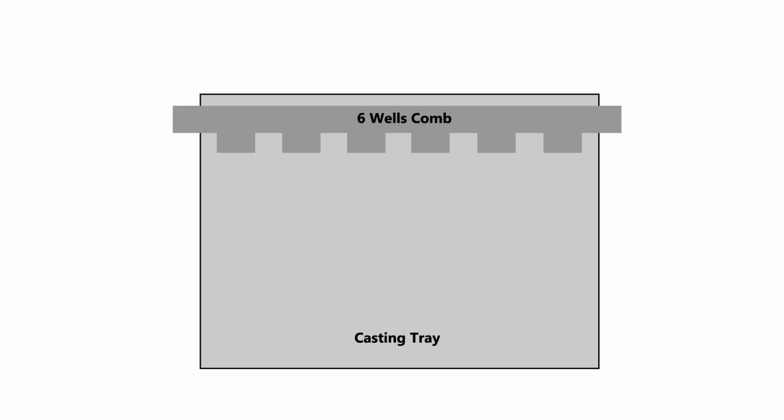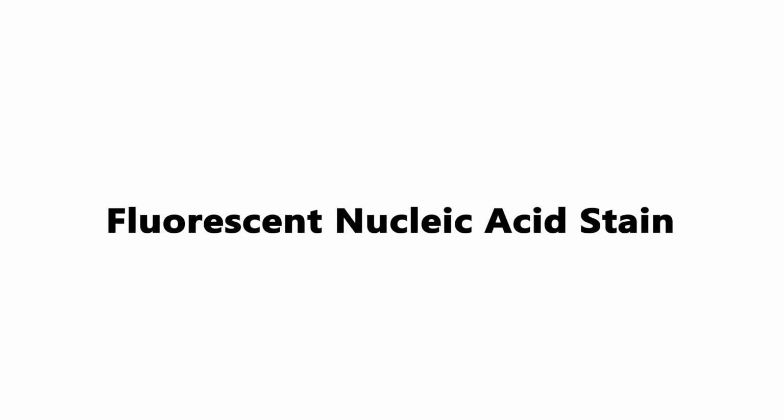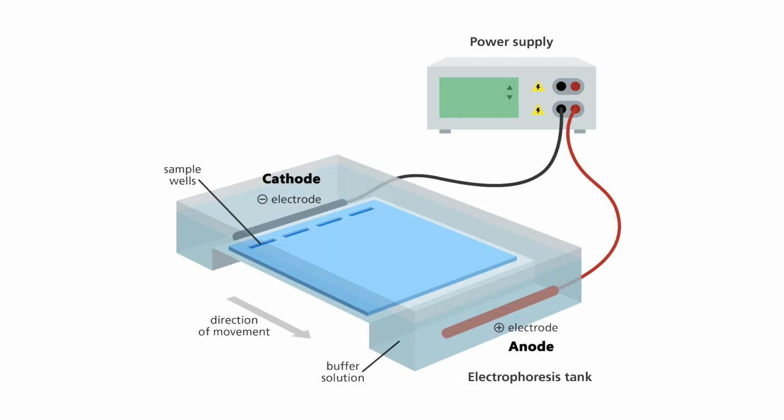The mixture is then heated using a microwave. The agarose liquid will be poured into a casting tray with a suitable well comb. The number of wells is dependent on the number of samples. In this step, fluorescent nucleic acid stain is mixed into the agarose liquid. Fluorescent nucleic acid stains are safer alternatives to the toxic ethidium bromide often used in the past. The agarose gel will solidify after 30 minutes. Once the gel has solidified, it will be placed into an electrophoresis tank.